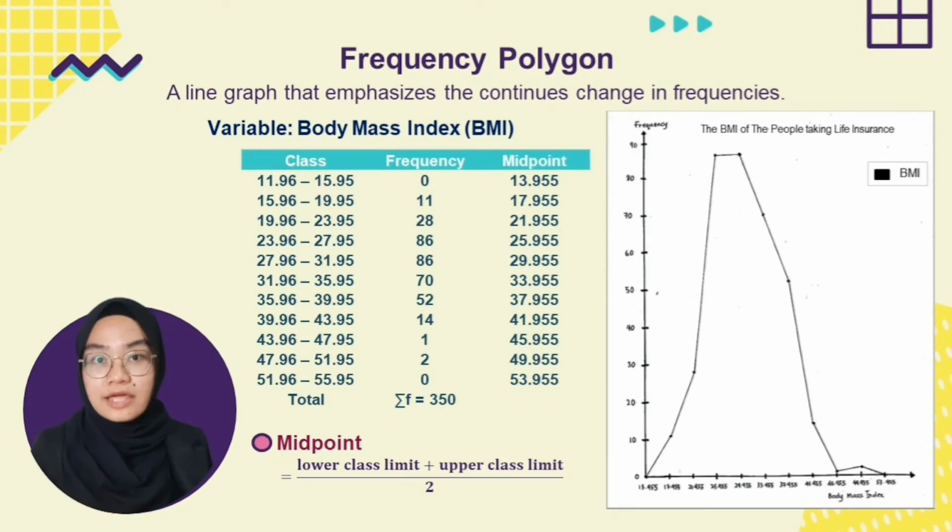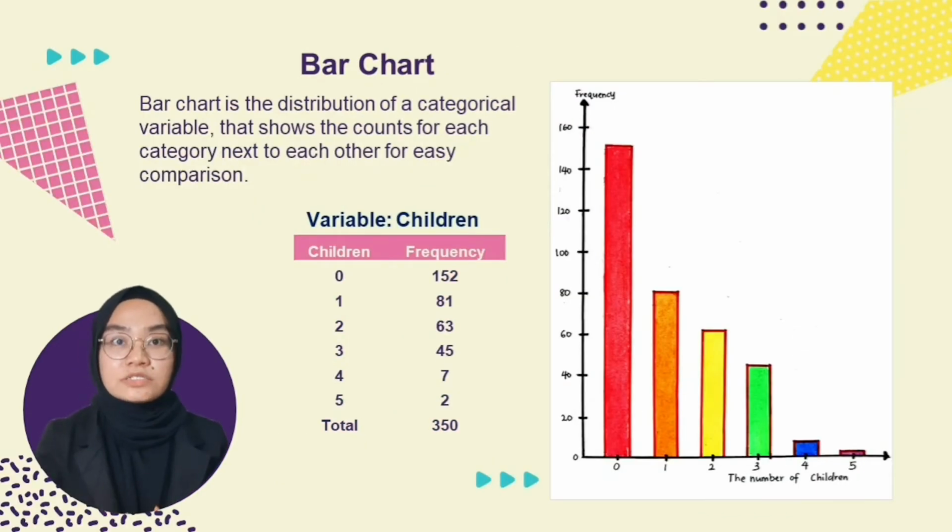A frequency polygon is a line graph that emphasizes the continuous change in frequency. The vertical scale measures the frequency of the class, and the horizontal scale is the midpoint of the data value. To find the midpoint, we add the lower class limit to the upper class limit and divide by 2. The data on the table shows the BMI of the people taking life insurance, and there is also the frequency polygon graph that shows it. From the graph, we can see the highest frequency is 86, at the midpoints 25.955 and 29.955.